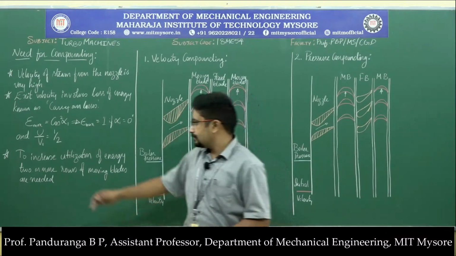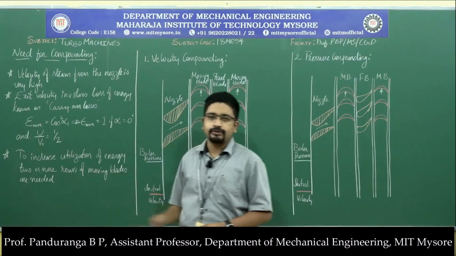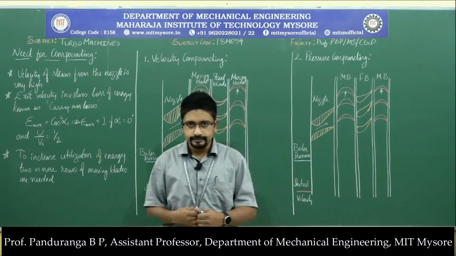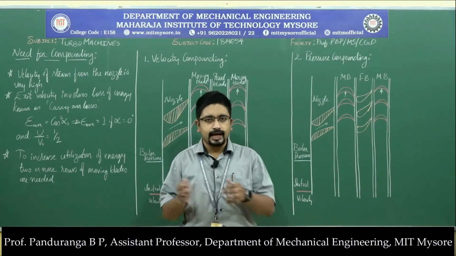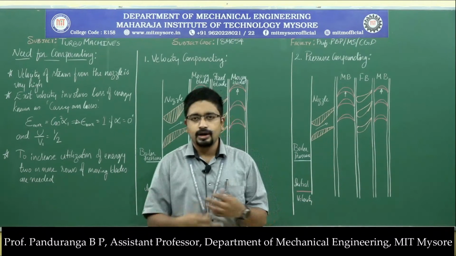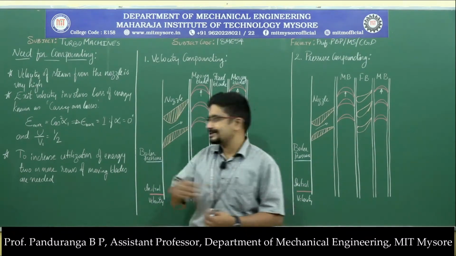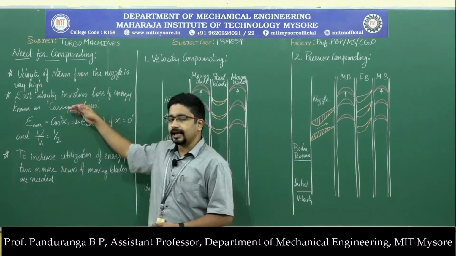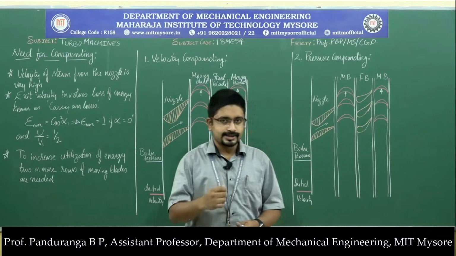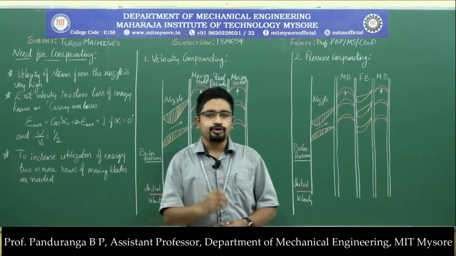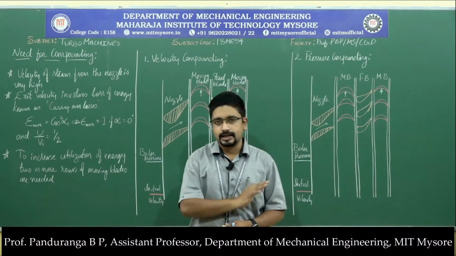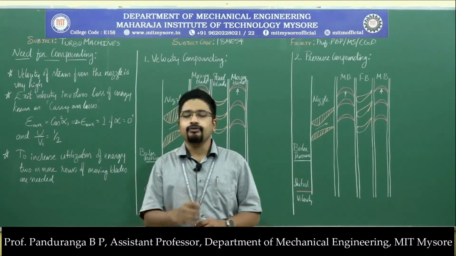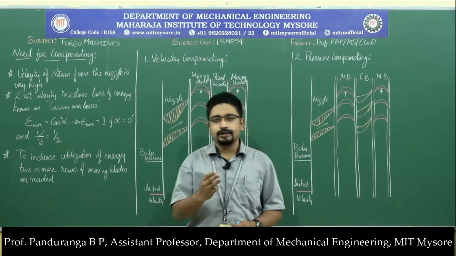Compounding is nothing but using 2 or more rows of moving blades on the same shaft. So if you have 2 or more rows of moving blades, then the energy absorbed by the moving blades can be distributed over those 2 or more rows, which reduces the speed of the blades and also reduces the carryover losses. So this is the need for compounding in an impulse steam turbine. For a reaction turbine we don't use compounding. For an impulse steam turbine we go for compounding, and compounding can be done in three ways.